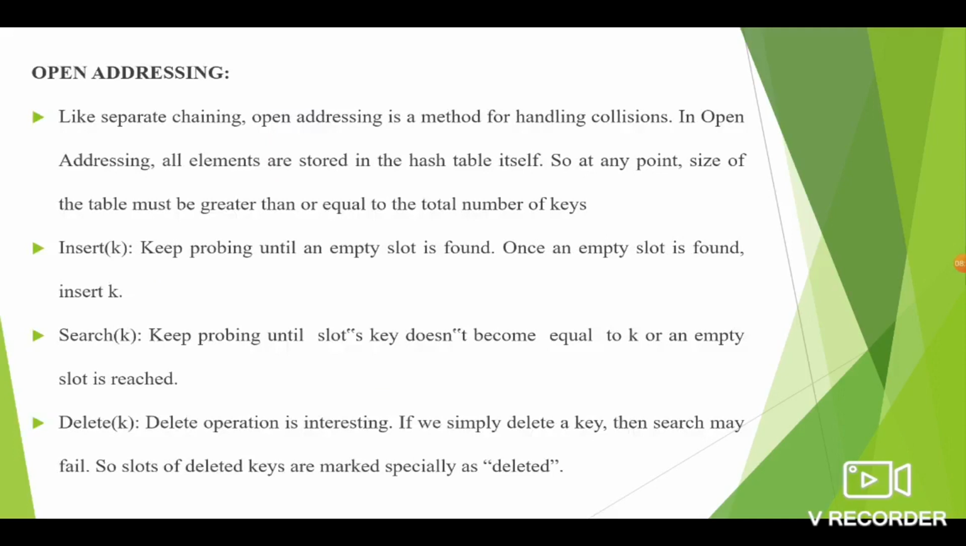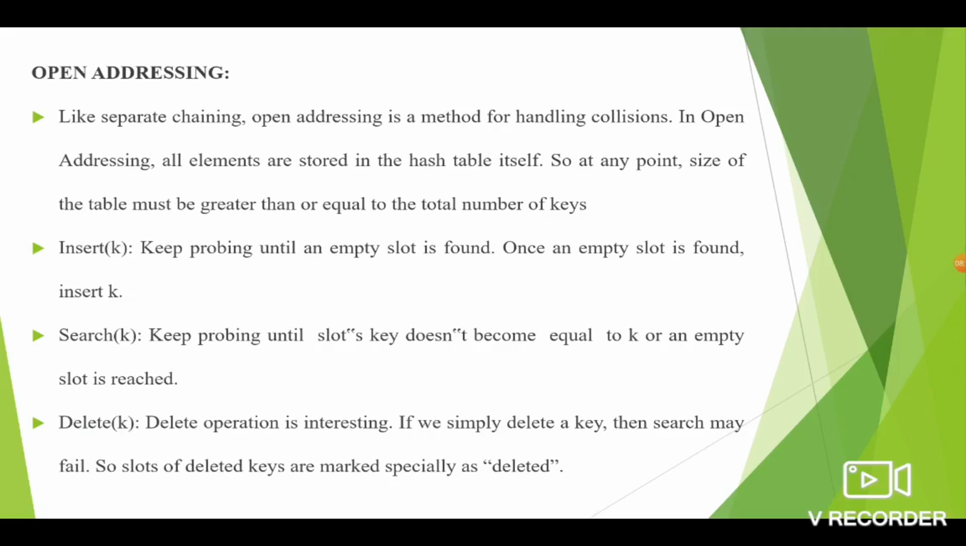So the next method we are going to discuss is open addressing. So like separate chaining, open addressing is another method which is used to handle the collision. In open addressing, all the elements are stored in the hash table itself. We don't need to go for a separate list. All the elements are stored in the same table itself. Then how does it handle the collision? Okay, so that is the procedure.